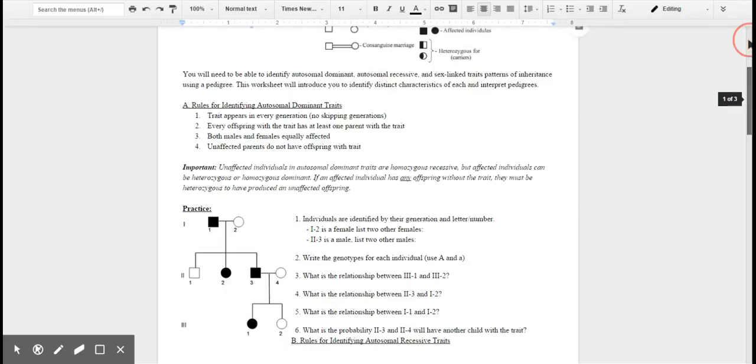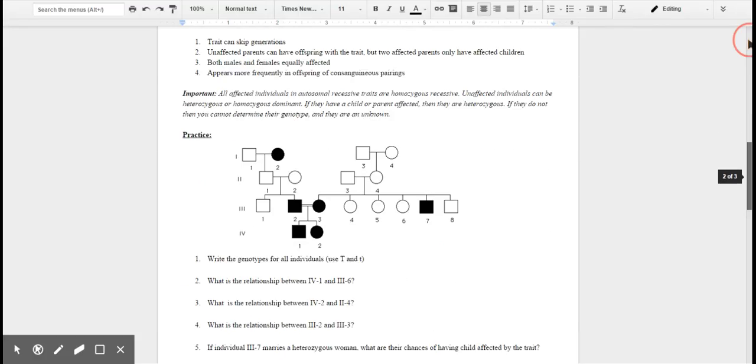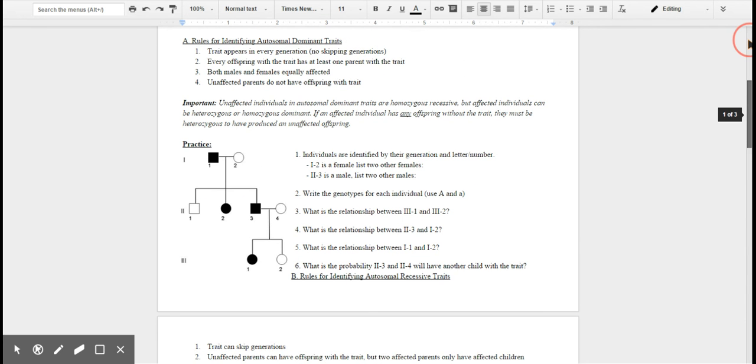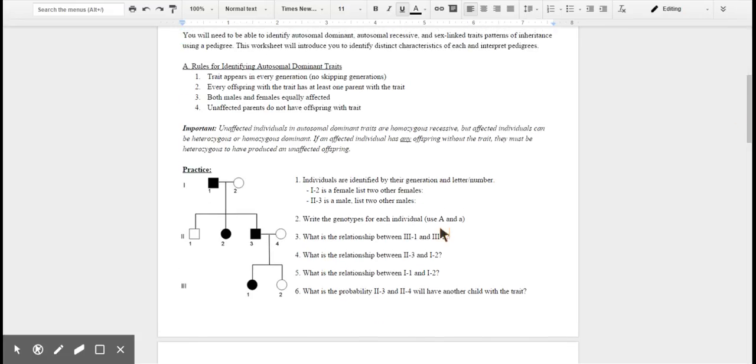All right, so what I'm going to do is take you through the basic components of this worksheet. You'll notice there are 3 sections labeled A, B, and last but not least, C. Each section is a walkthrough of the different types of patterns of inheritance. So A is going to take you through dominant traits. It says autosomal dominant. Autosomal just means it's on chromosomes 1 through 22, the chromosomes that do not matter if you are a boy or girl, everybody's got them. So we're talking about traits that do not depend on your biological sex.